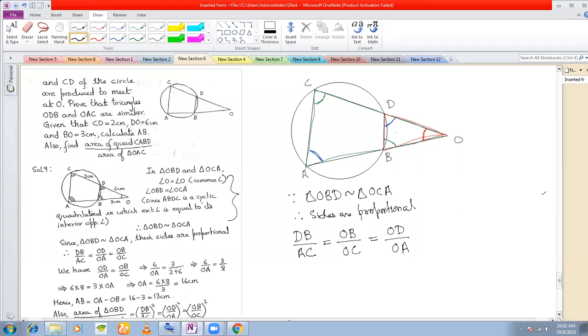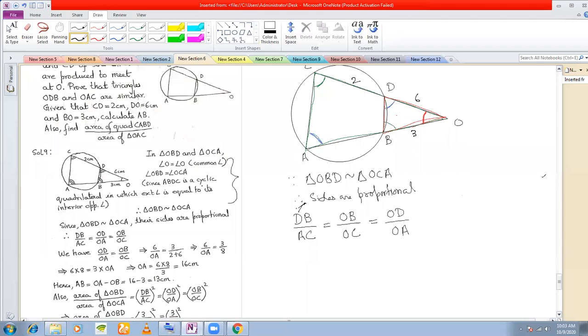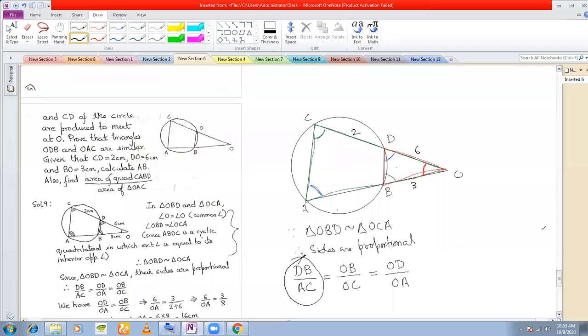Now let's see what is given to us here. It is given that CD is 2 centimeters, not 3. Let's mark this 2 centimeters. DO is 6 centimeters. BO is 3 centimeters. Now let's check in the proportional sides what sides we know. DB and AC we don't know, so this is completely out.